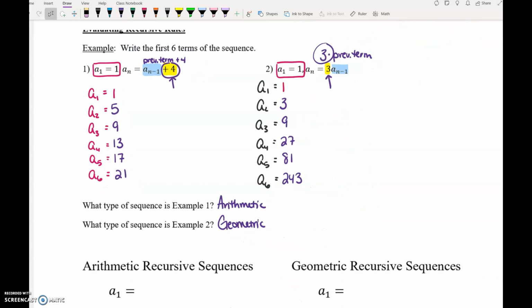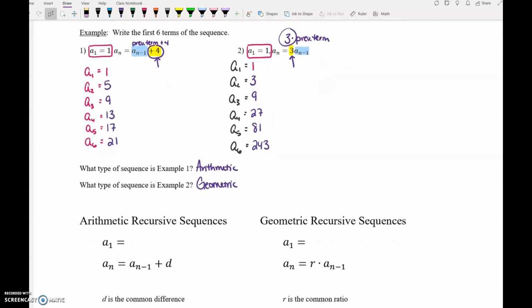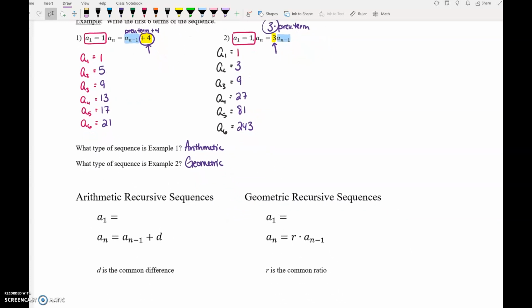Now, while recursive rules can be fun, they often aren't very realistic, because if I asked you for the 75th term, that would be a little bit more difficult to get than if you had the explicit rule. However, there are some interesting sequences that you can create using recursive rules where finding an explicit rule for that sequence is very, very difficult.